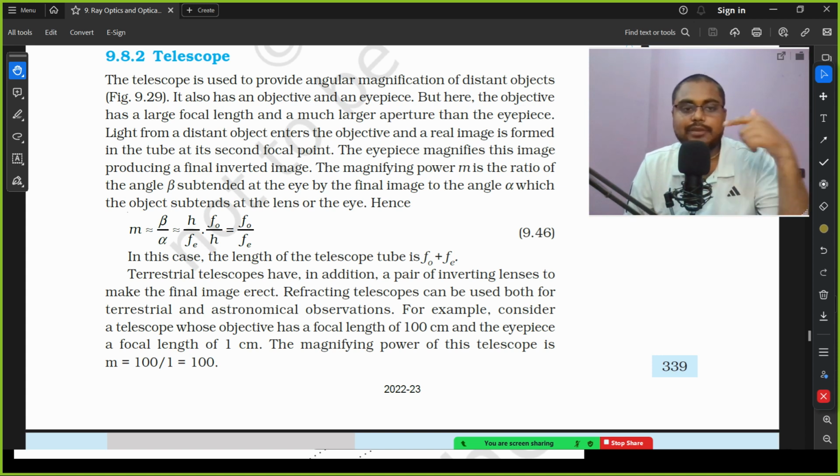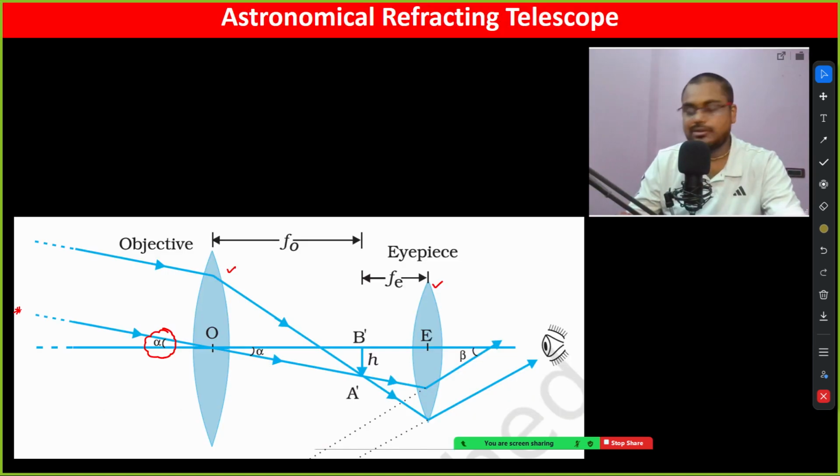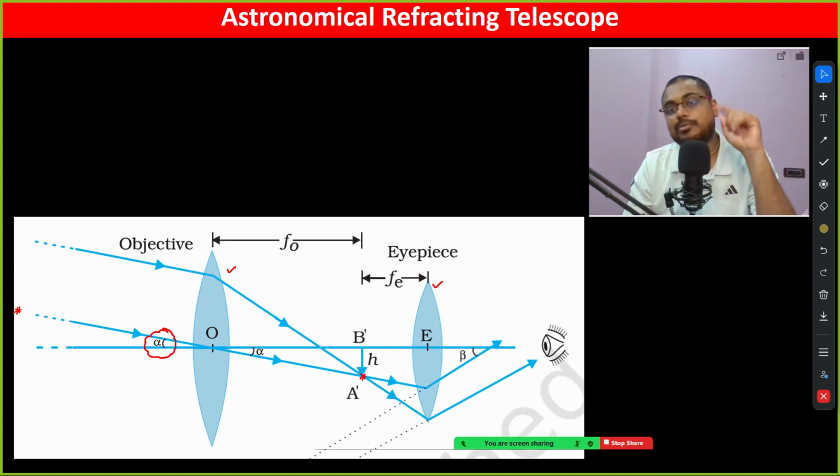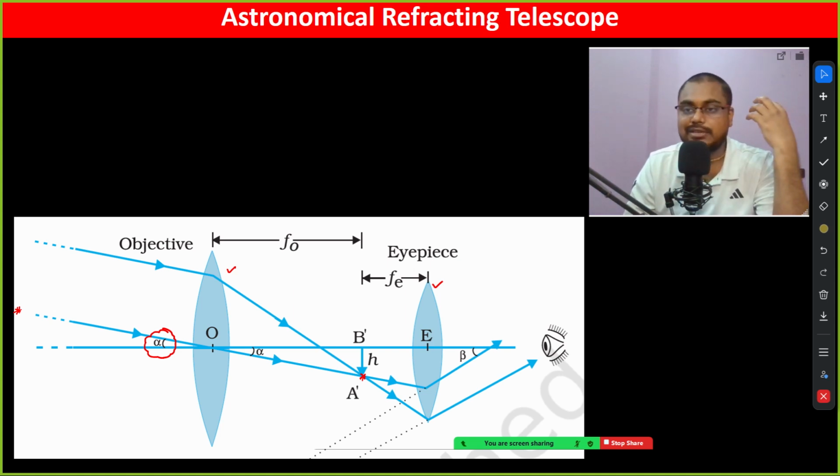Going ahead, light from the distant object enters the objective and a real image is formed in the tube at its second focal point, which is shown here. The light rays enter here and therefore we see an image which is formed here. Since the object is at infinity, because it's a telescope, we are going to see objects at a farther distance away. So the image is going to be formed at the focal length of the objective, FO. We can see on the focal plane of the objective the image is formed.